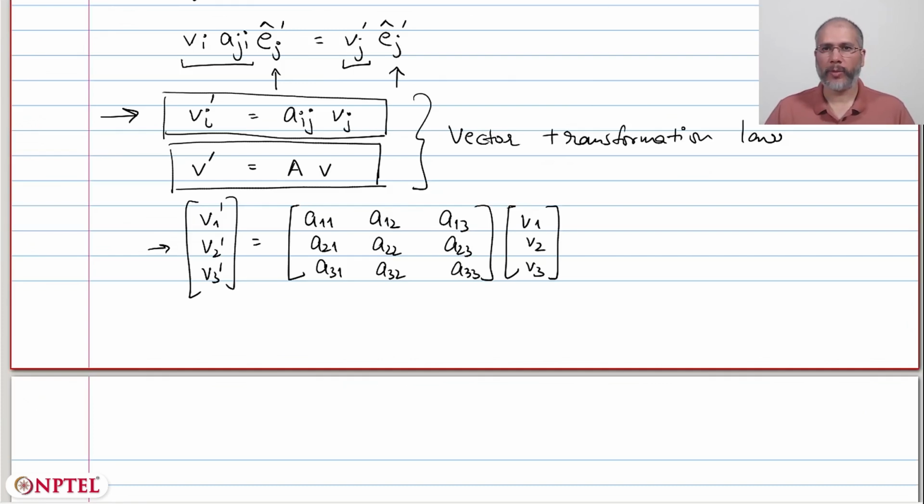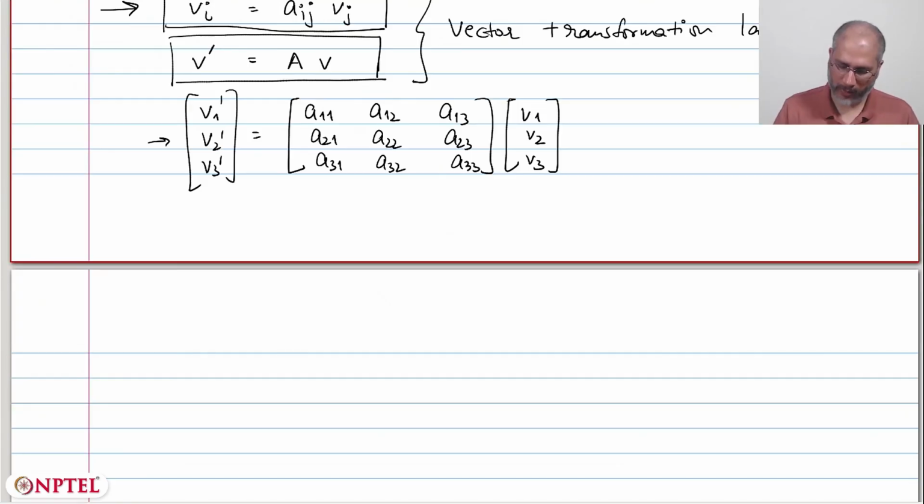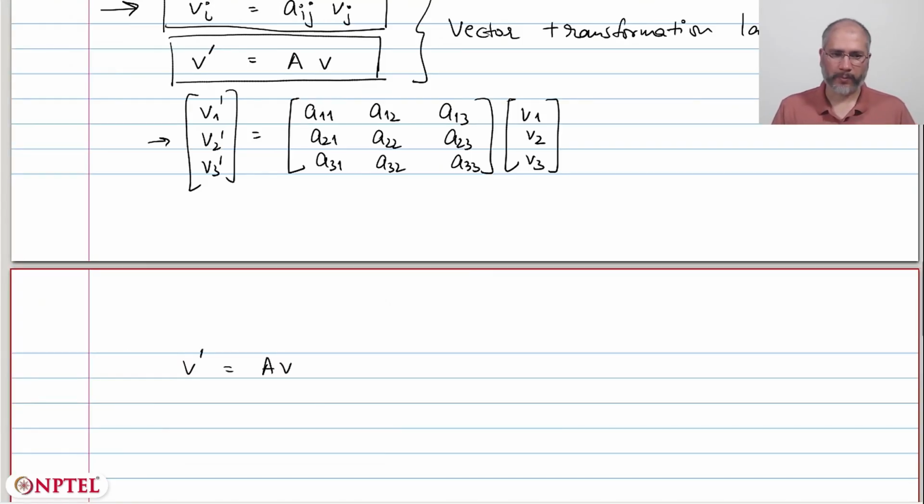Now what if you want to go back from the primed to the base coordinate system? That is, if you have the components of the vector available in the prime coordinate system, and you want to go back or find the components in the base coordinate system, how do you do that? Well, the inverse or the reverse transformation can also be obtained. So we can start with V prime equals AV, and then we'll pre-multiply both sides by A transpose.